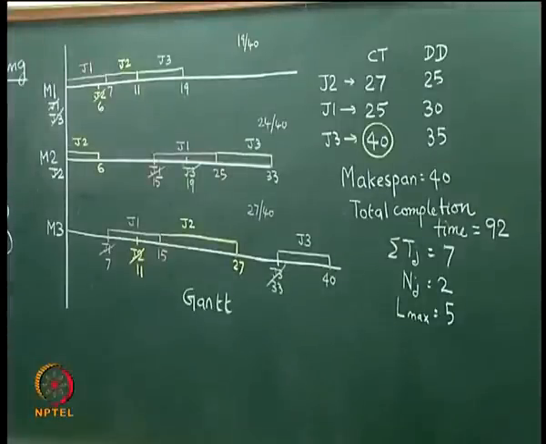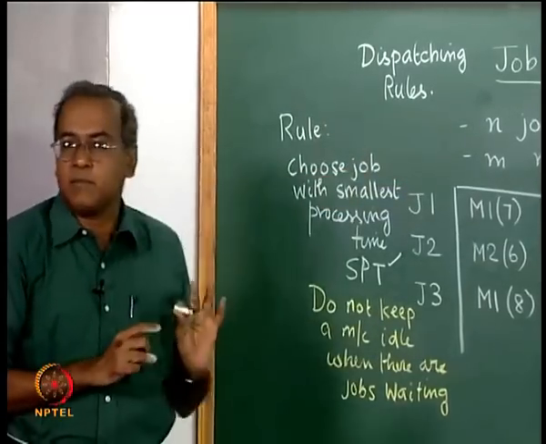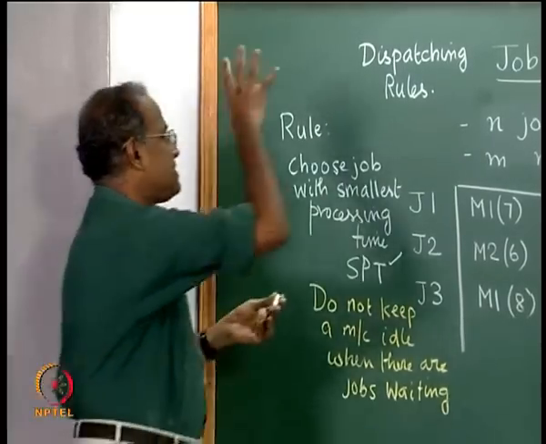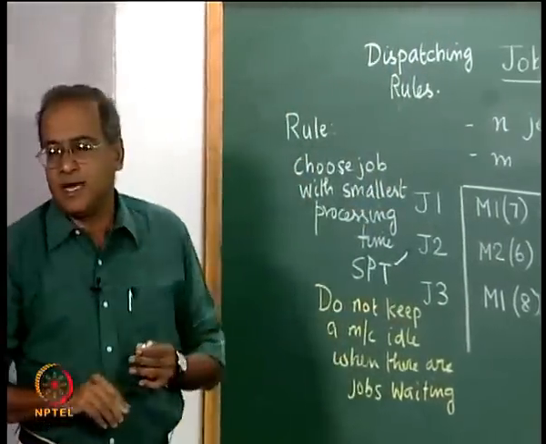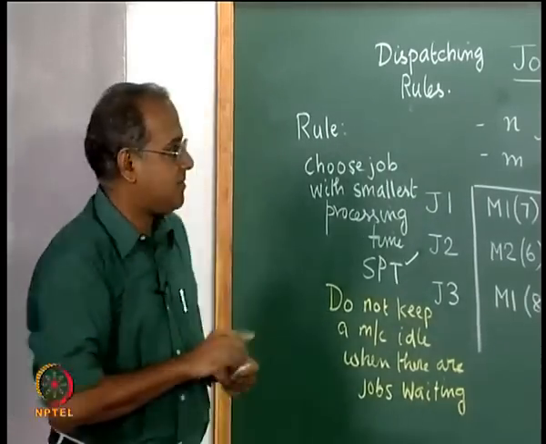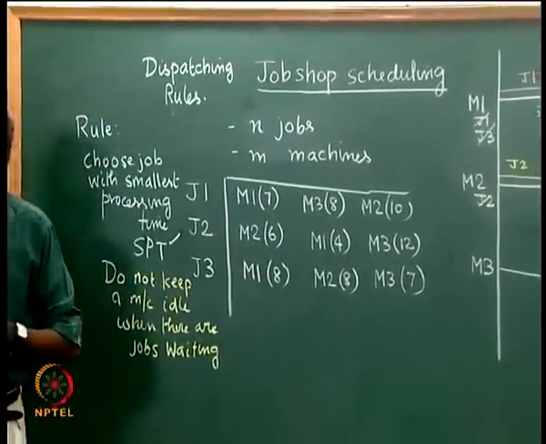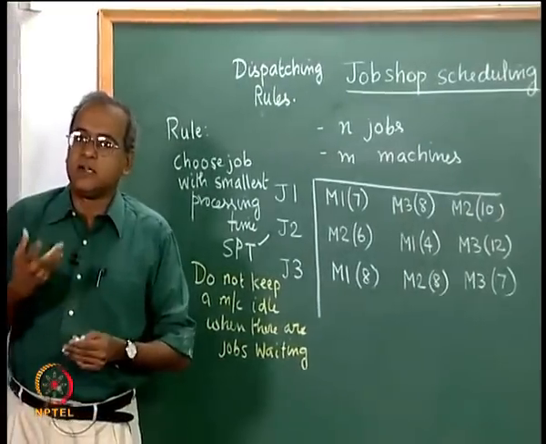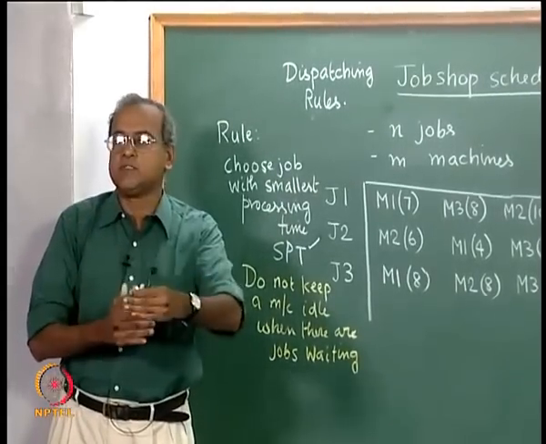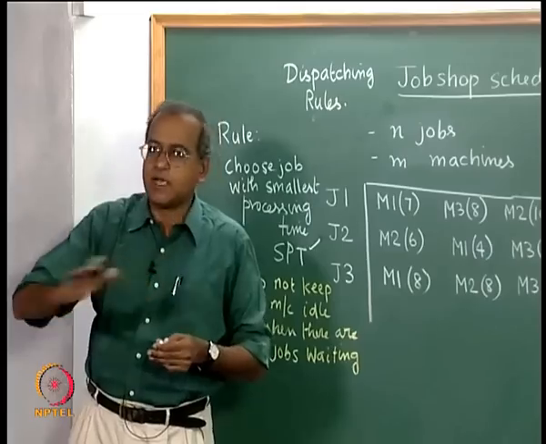Once the dispatching rule is decided, the Gantt chart will be the same if more than one person works on the Gantt chart. So, we first define a dispatching rule, and then if necessary we have to define a tie breaking rule. As mentioned earlier, right in the beginning, if both J1 and J3 had 7 and 8, if both of them had 7 and 7, then the shortest processing time rule would not be able to get a unique job from the jobs waiting. So, there will be a tie.